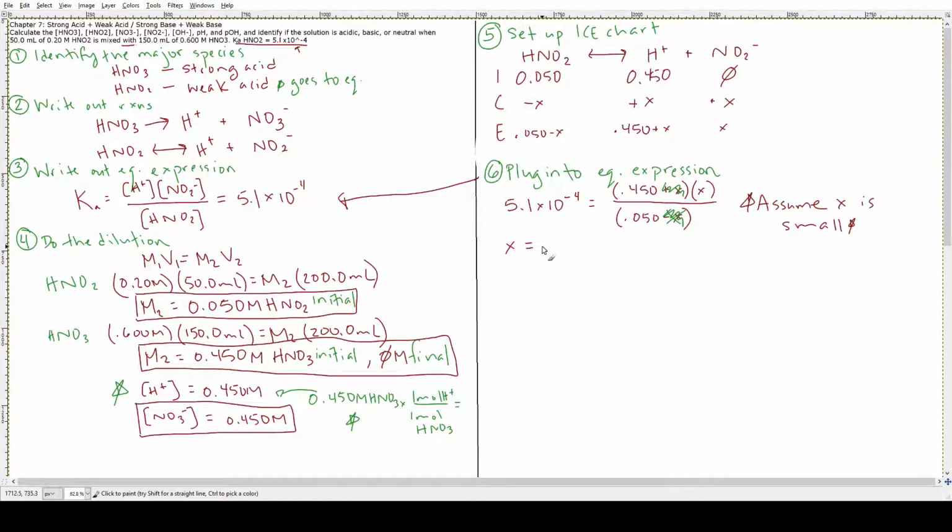Let me just double check something. It'll be 5.1 times 10 to the negative 4, times 0.050 divided by 0.450. Okay, so yeah, 5.7 times 10 to the negative 5. Okay, cool. So before I can do anything with this x, I have to prove that this is valid using the 5% rule.